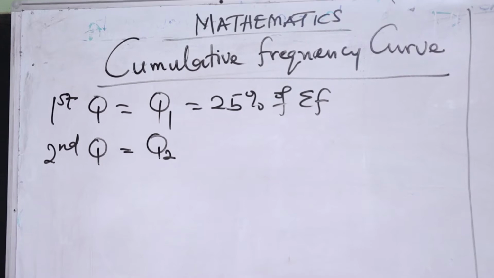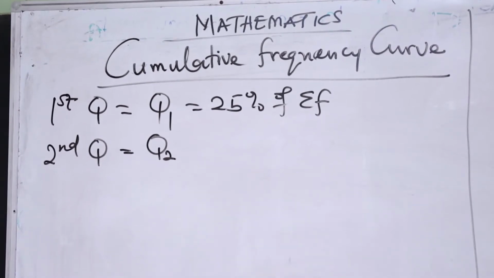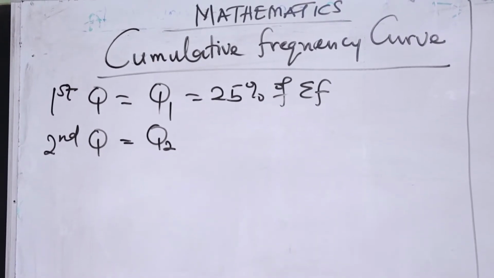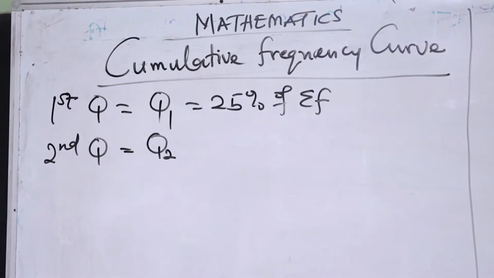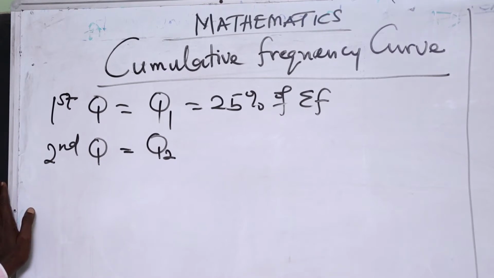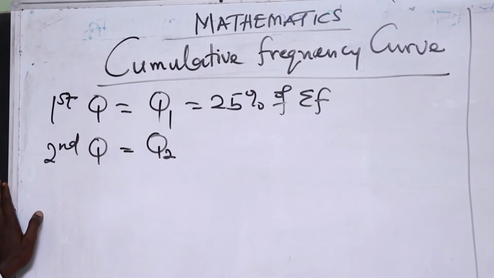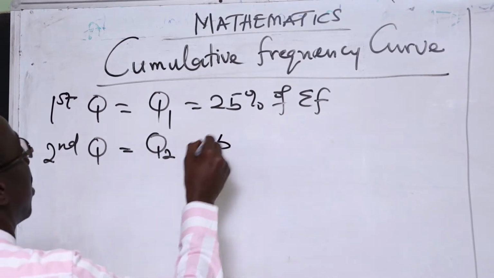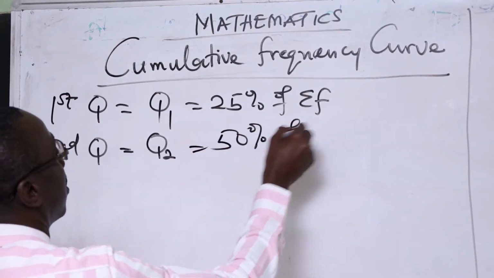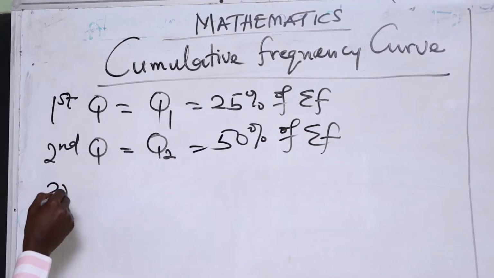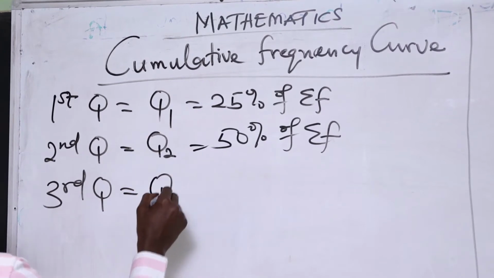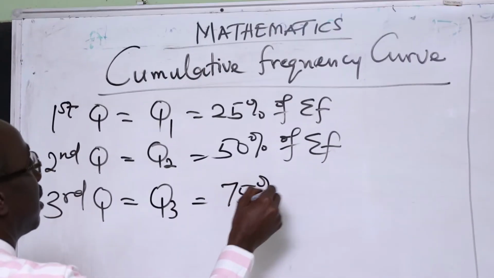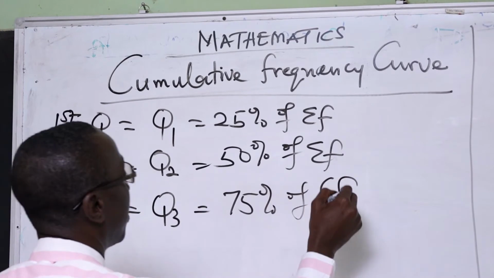So if a question under the cumulative frequency curve asks you to, using the graph above, determine the median, it is saying use your Q2 to find the median. That is, use the formula for the middle quartile, and that will be 50% of what? The third quartile, which is the upper quartile, Q3, is 75% of summation F.